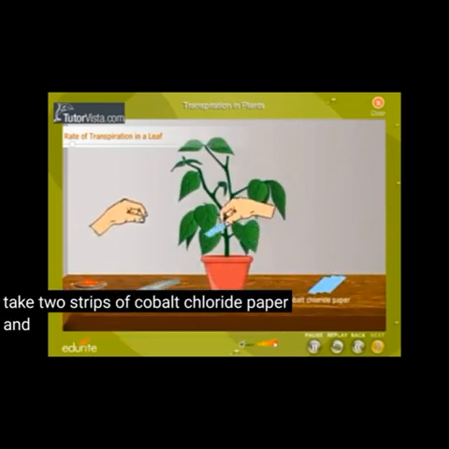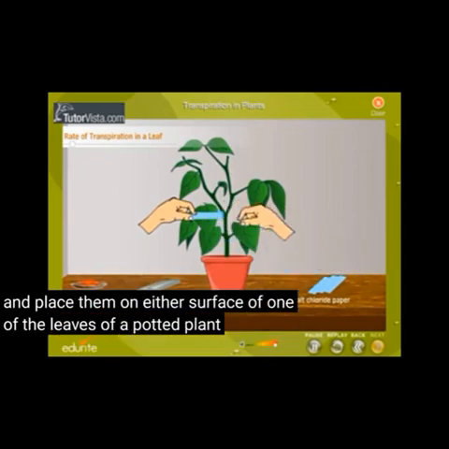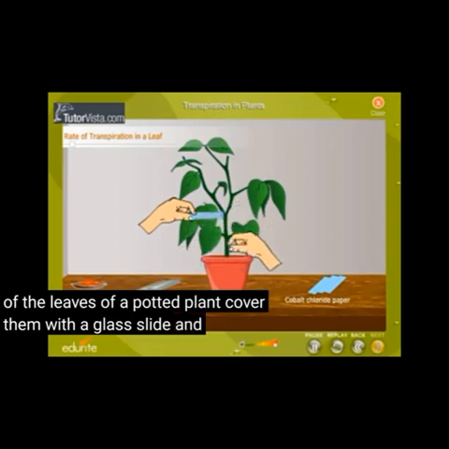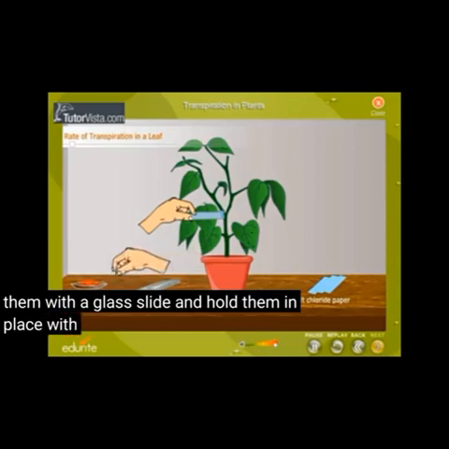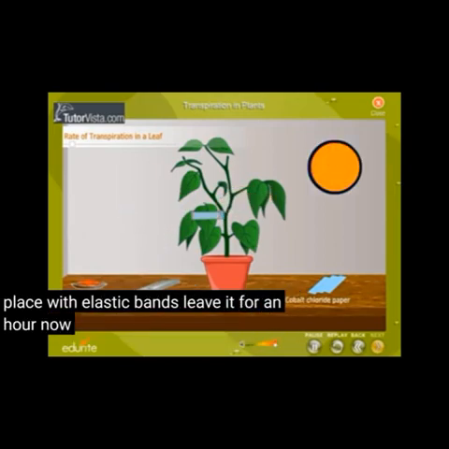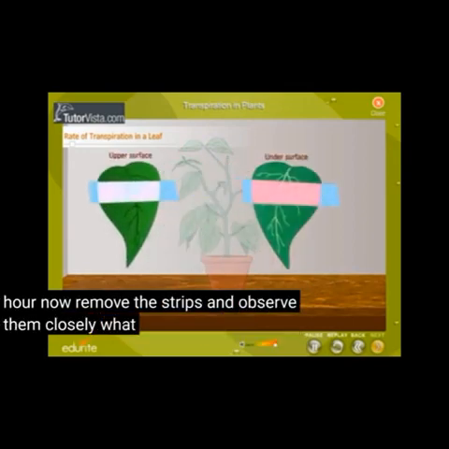Take 2 strips of cobalt chloride paper and place them on either surface of one of the leaves of a potted plant. Cover them with a glass slide and hold them in place with elastic bands. Leave it for an hour. Now, remove the strips and observe them closely. What do you see?